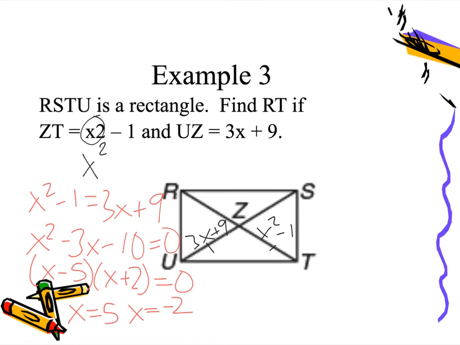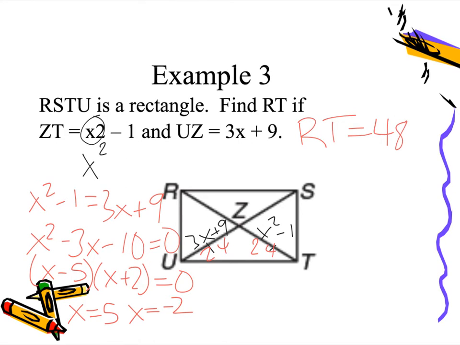Now, I've got two solutions here. I do need to make sure that it works in the context of the original problem. A lot of times we're like, negative for x, that's no bueno. But if it works in the original, we're good. All right, so if I plug in 5, what do I get for each one of these? I get 25 minus 1 is 24. I get 3 times 5 is 15 plus 9, which is also 24. So both of those are 24 and 24. So the total RT equals 48.